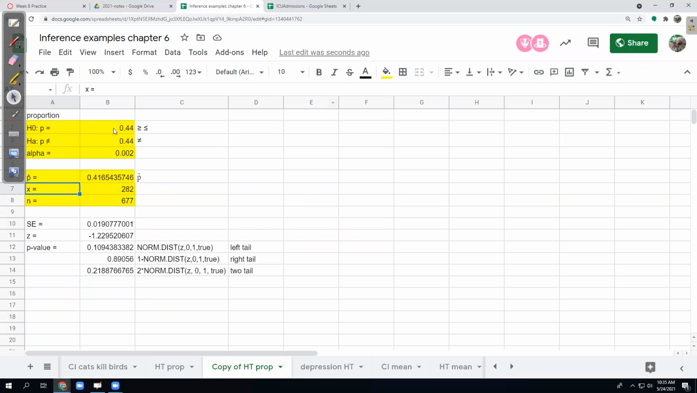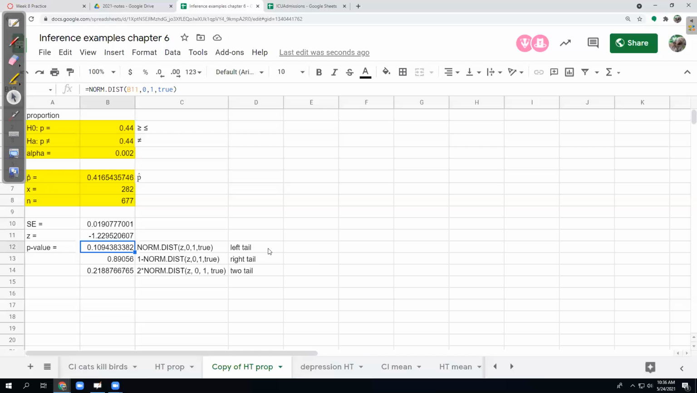All right, so let's double check we got some things right here. We've got our p hat, which is calculated based on x, the number of successes, and n, the sample size. The standard error here should be the square root of p times 1 minus p over n. Okay, so I got the right formula in there. The z-score should take my sample proportion, the 0.416, subtract the null value, 0.44, that's got to be in parentheses on a spreadsheet, and then divide by the standard error, which is above here. So there's the standard error it's dividing by.